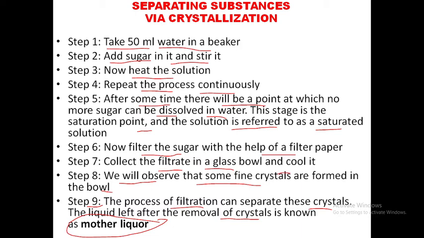Step number 6: now filter the sugar with the help of a filter paper. Step number 7: collect the filtrate in a glass bowl and cool it. Step number 8: we will observe that some fine crystals are formed in the bowl.